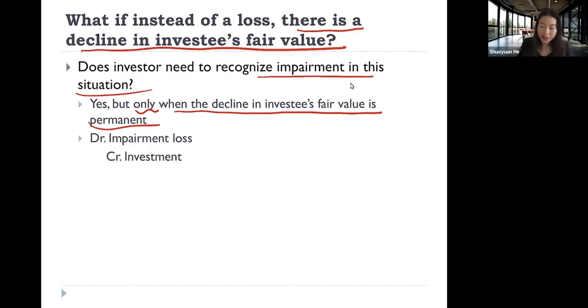And the journal entry here is to debit impairment loss, credit investment account. All of the journal entries we're talking about here are journal entries for the investor. We don't care what journal entry the investee is making. We only care, from the investor's perspective, about what journal entry it should make associated with this equity investment.